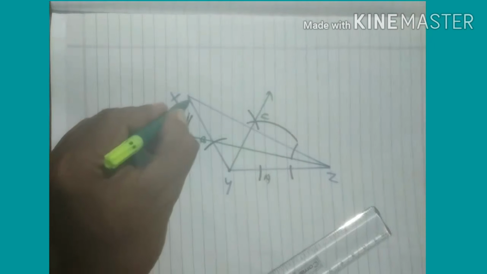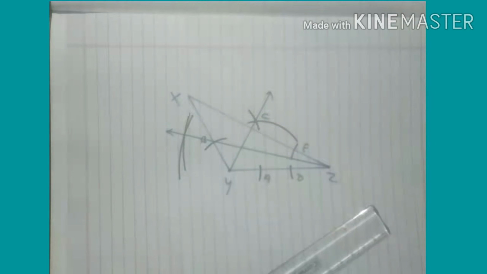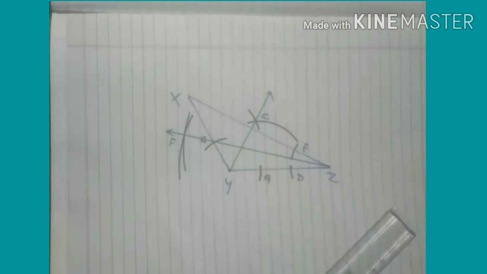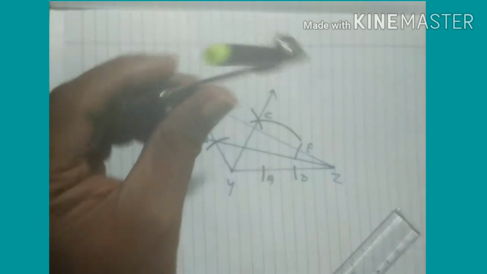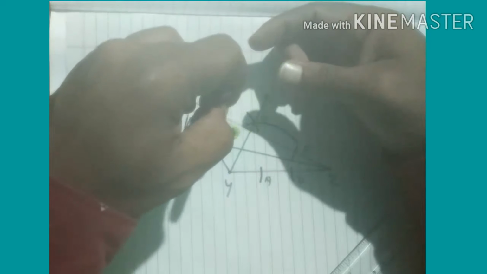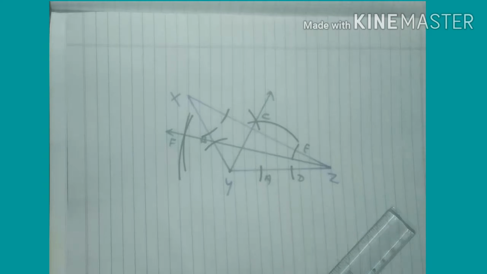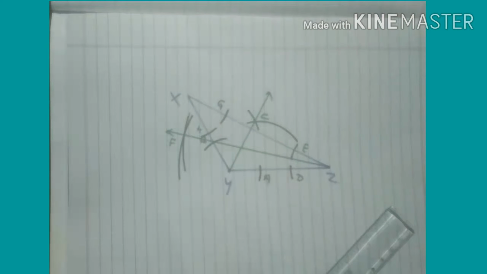Now we have to bisect this angle X. Give names A, B, C, D, E, F. Now we have to bisect this angle X. Same procedure. Take any random distance in the compass. From point X, draw 2 arcs on 2 arms, drawn. Give names to those points E, F, G, H, right?